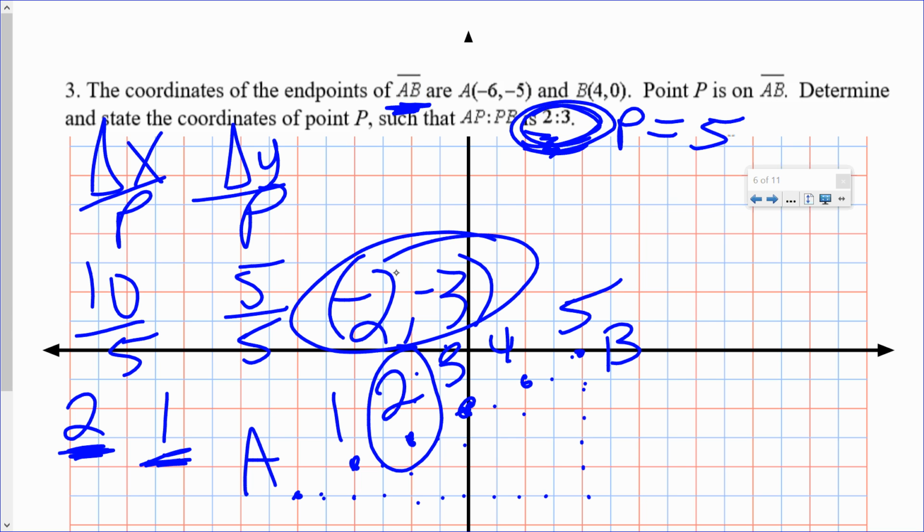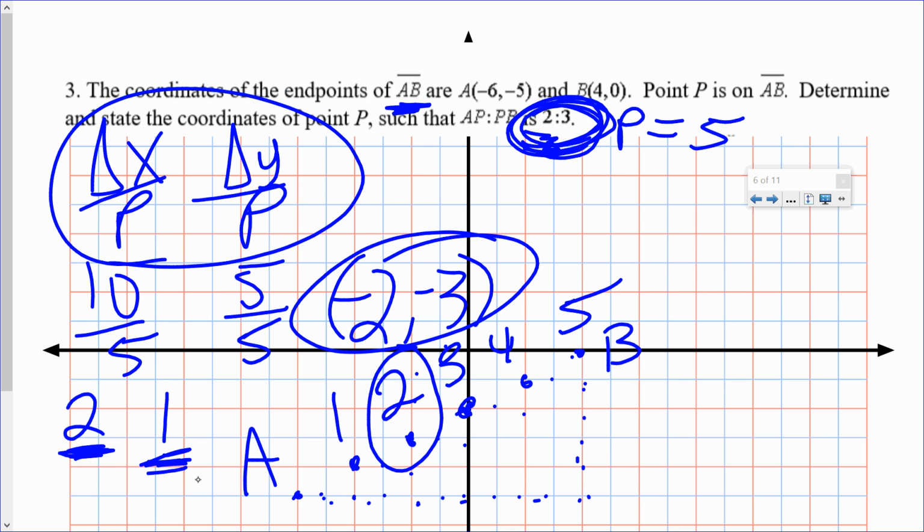So again, delta x and delta y over p. To find delta x and delta y, I'm counting. P is the total number of partitions. I'm adding the ratio together. That gave me 2 and 1. I counted 2 and 1 to get to these points.